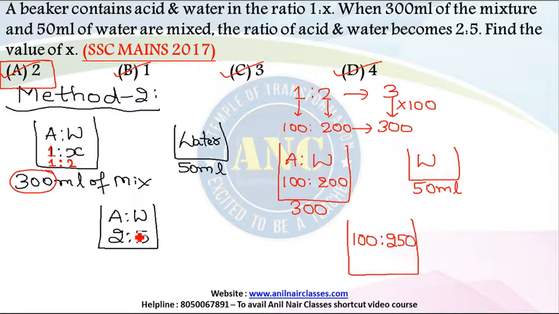Check out whether it is in the ratio 2:5. Check it out, sir. Are you getting the ratio to be 2:5? Yes. 50 into 2 is 100. 50 into 5 is 250. Because I am getting the third ratio equal to 2:5, my assumption of x value to be equal to 2 is also right. So answer for this question is x is equal to 2.